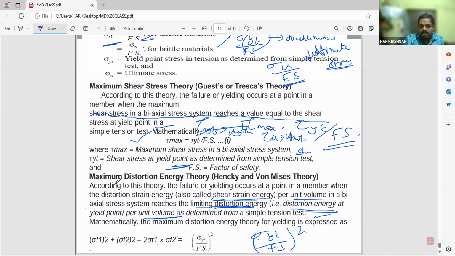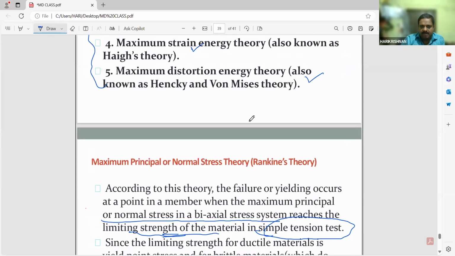So according to this theory, the failure or yielding occurs at a point in a member when the distortion energy, the shear strain energy per unit volume in a biaxial stress system, reaches the limiting distortion energy. Limiting distortion energy means distortion energy at yield point per unit volume as determined by a simple tension test. This is how maximum distortion energy theory is explained. So these are the main topics that come under machine design. You have to understand that these theories are important while designing a material.